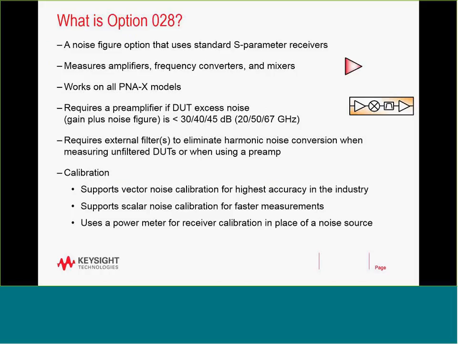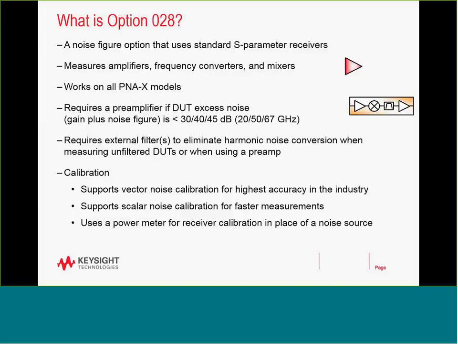What is option 28? Well, we've got option 29 as being the internal noise receivers. Option 28 is noise figure using the measurement receivers, so the same receivers we would use for S parameters. It works on all PNA models, PNA, PNA-X models. It will sometimes require a preamplifier if the DUT gain plus noise figure is less than 30 dB, 35 depending on the frequency.